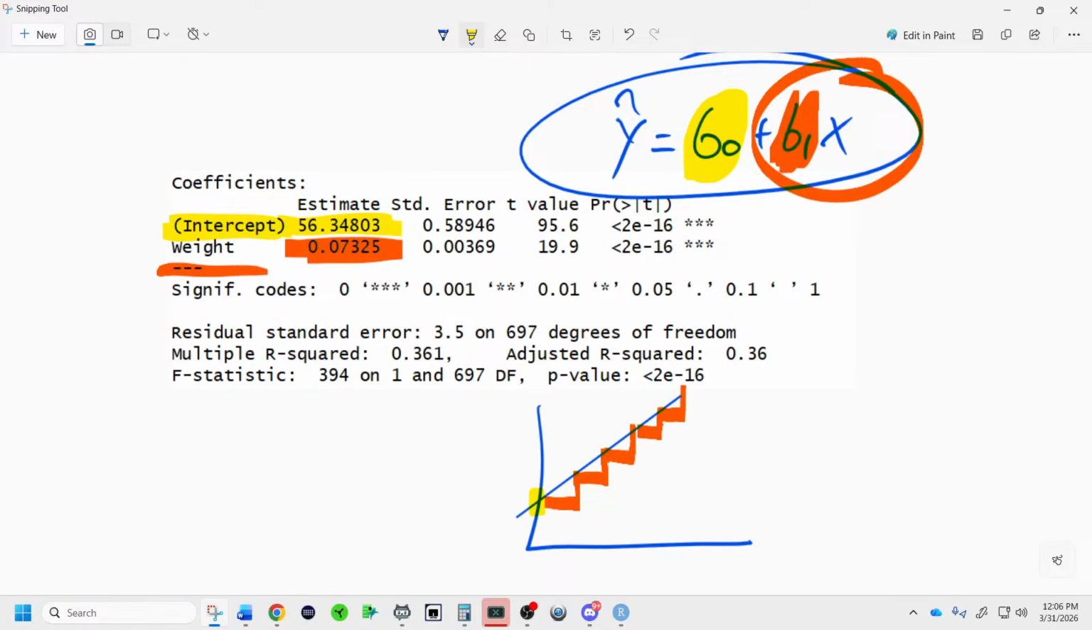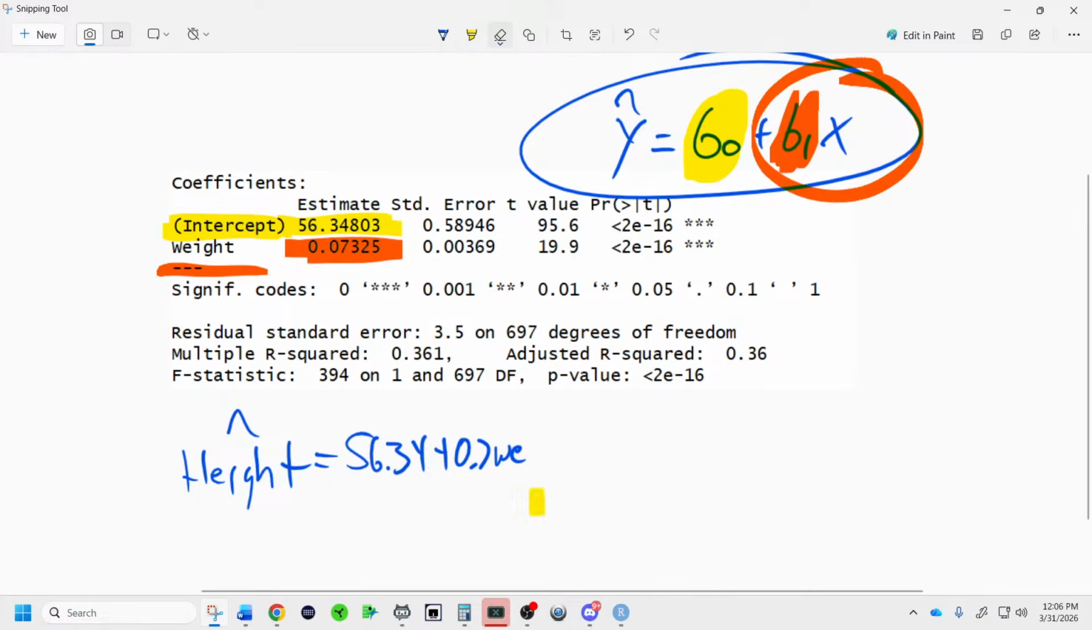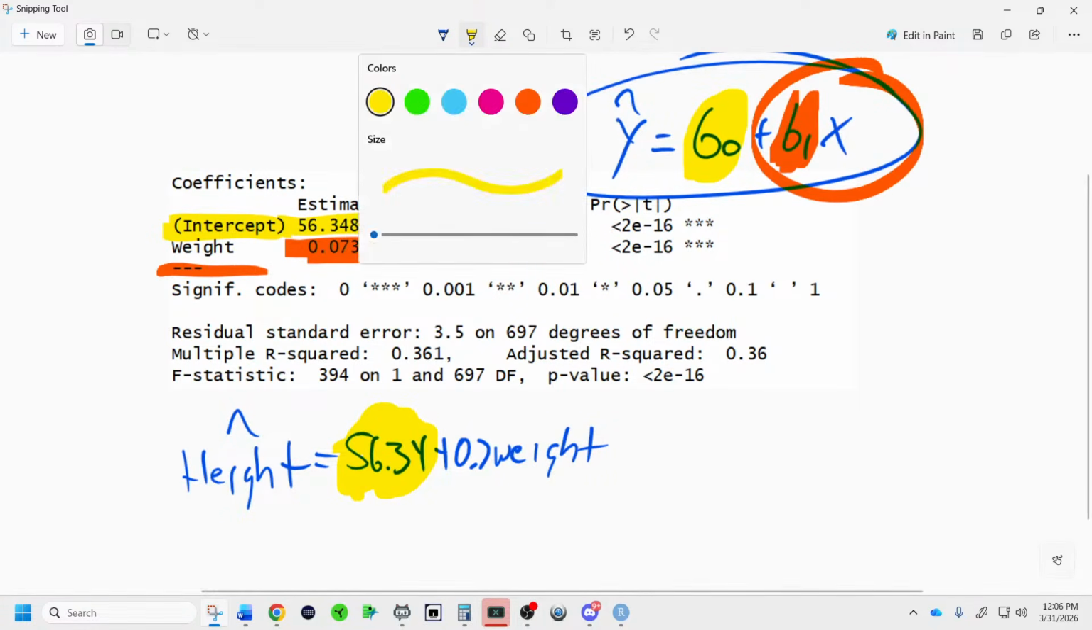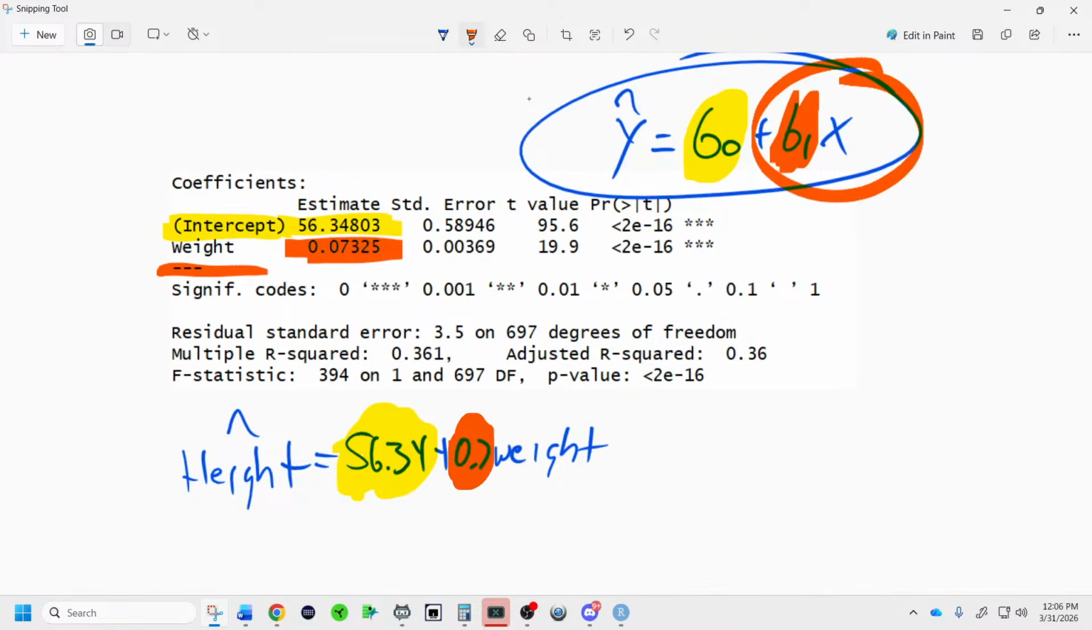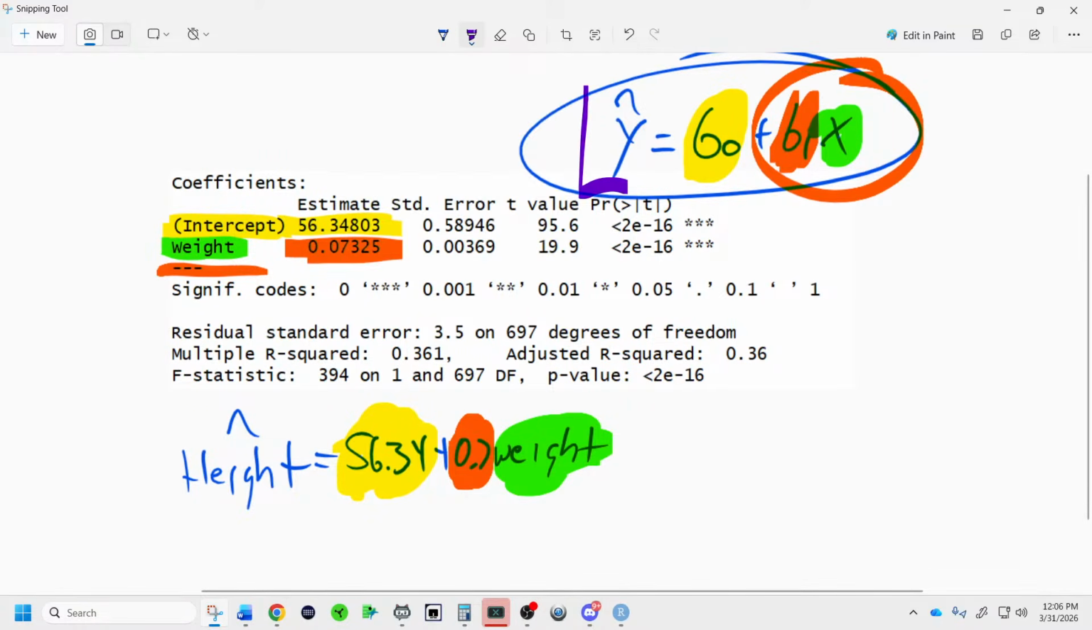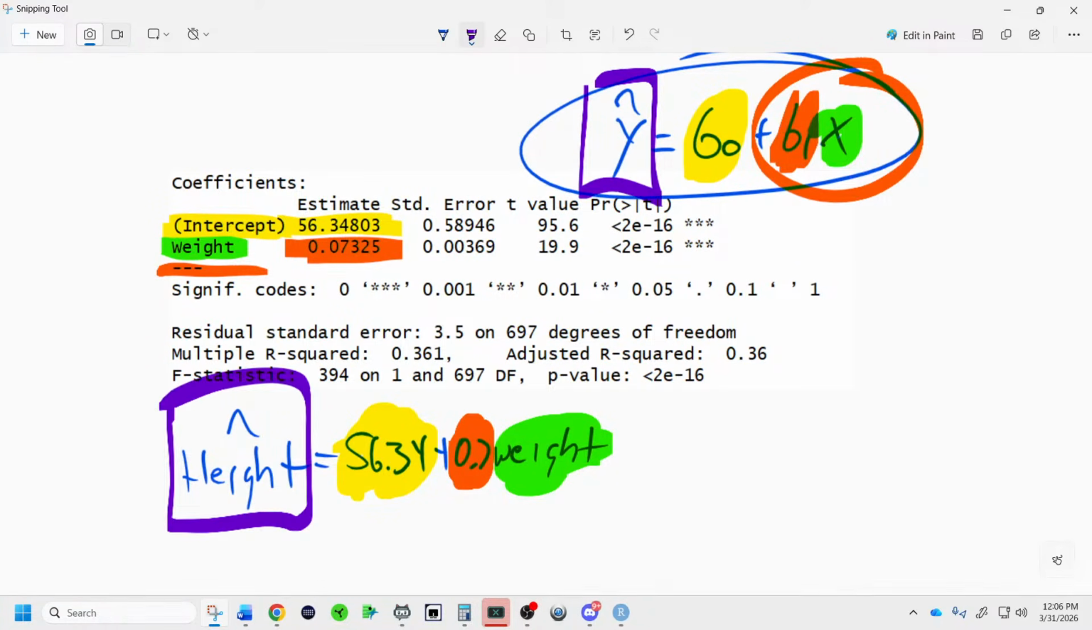So we just plug in these values. We say that the predicted height, that's why we put the hat on it, is equal to 56.34 plus 0.07 times weight. So this is going to be the intercept, because that's the B0. And this is going to be the coefficient of the slope. And this is the name of the x variable. The name of the x variable is just the name of the x variable. And then the y variable is the name of the y. It's predicted height. Predicted height is equal to.